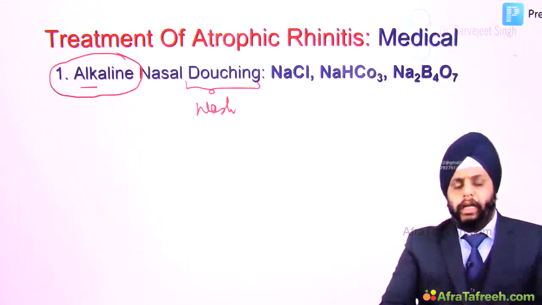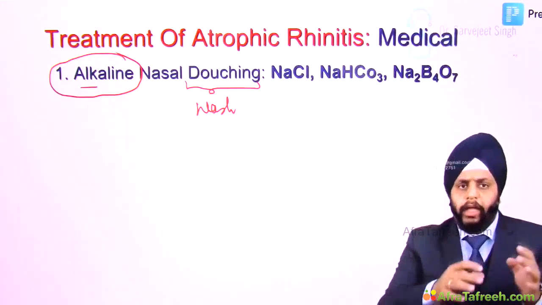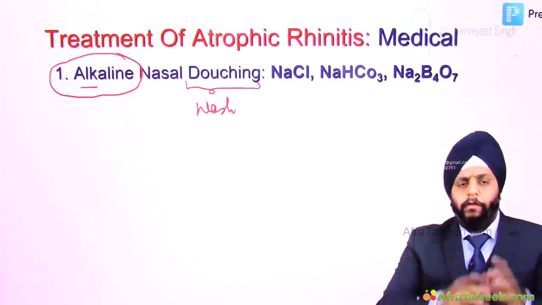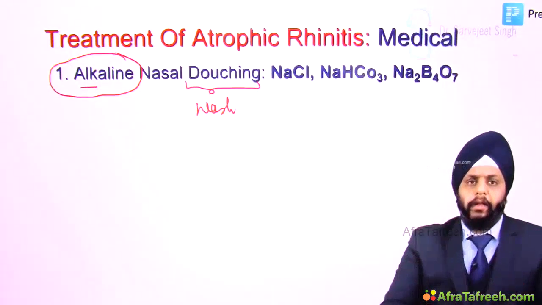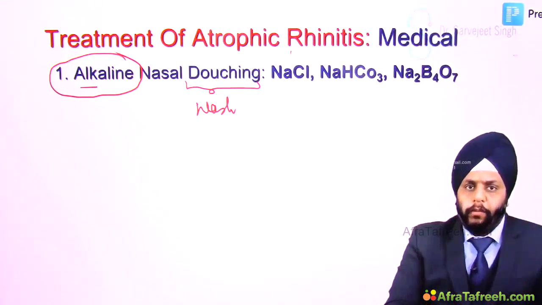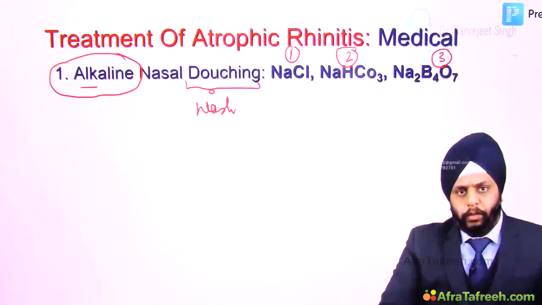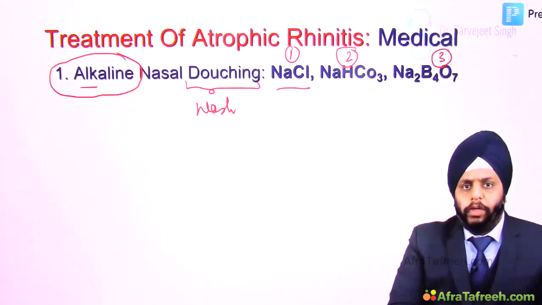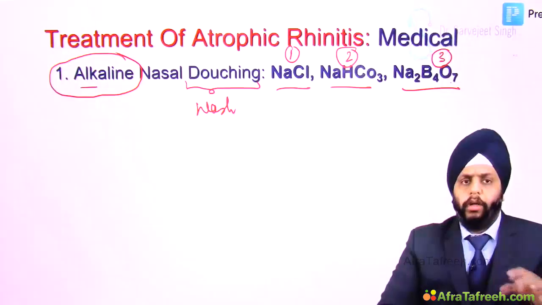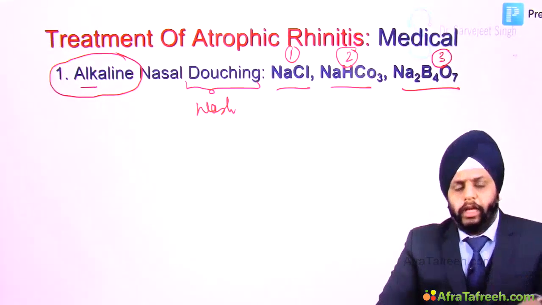Now, why alkaline? Why not acidic? Why not neutral? Why alkaline? How do we make it alkaline? We make it alkaline with the help of sodium chloride. We put in sodium bicarbonate and we put in sodium biborate. Okay, so sodium chloride, sodium bicarbonate, sodium biborate. We put all these three to make the solution alkaline.